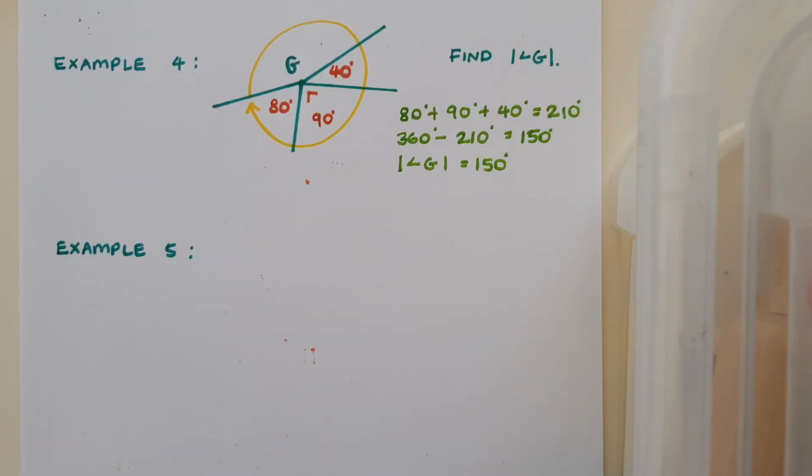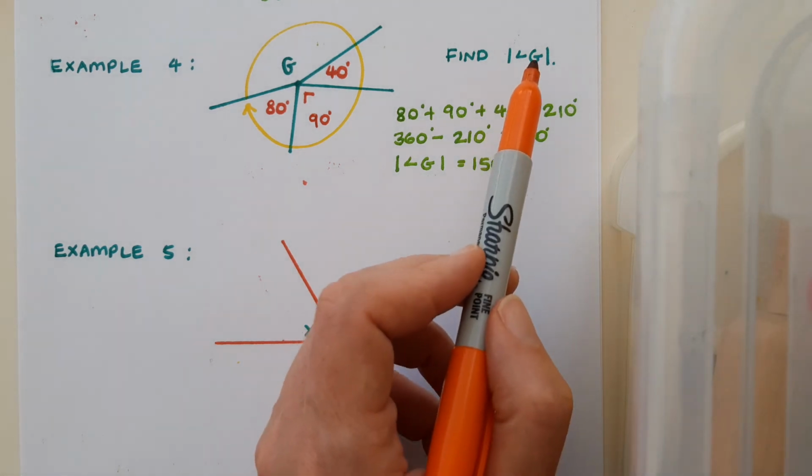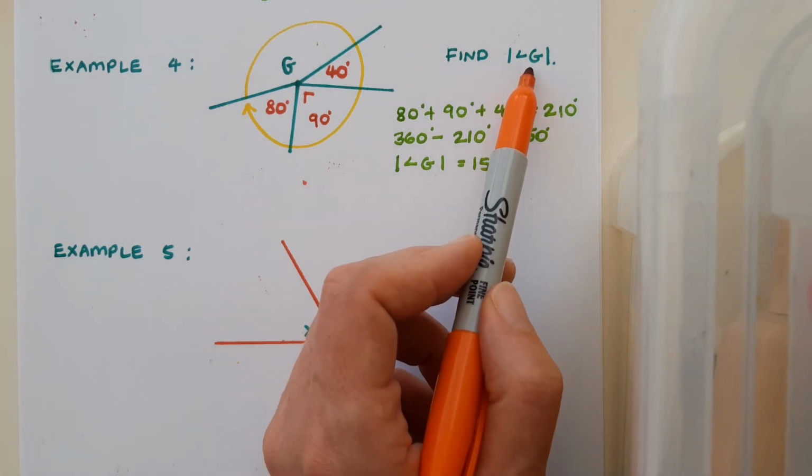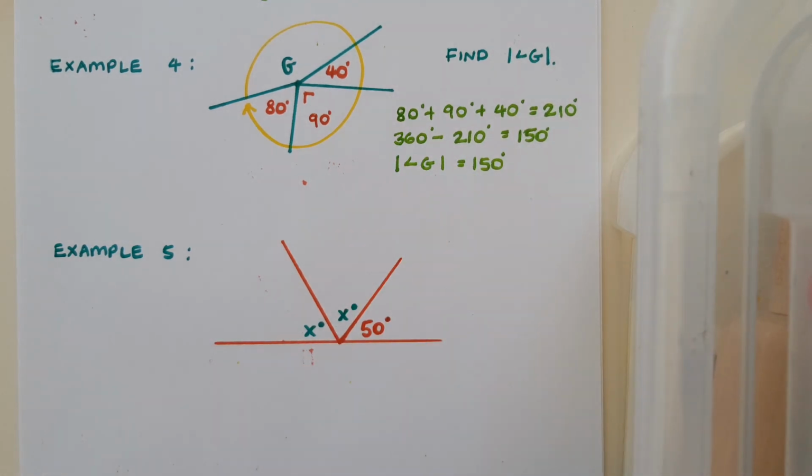Here we have one last example. I have a straight line which is broken up into three angles, 50, x degrees, and x degrees. I'd like to work out the value of x. Notice this time that x is not the name of the angle. It's just standing in for the number that is the size of the angle. So I won't use my notation like I did in the previous examples with the straight lines and the angle symbol. I'll just write down what x equals at the end.